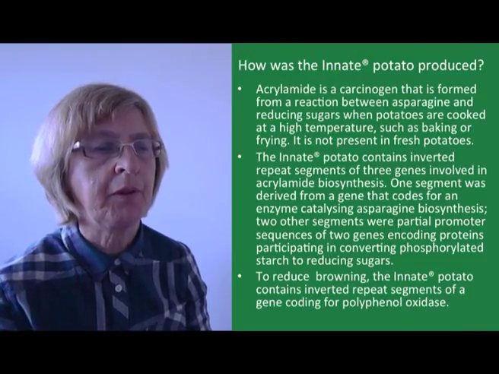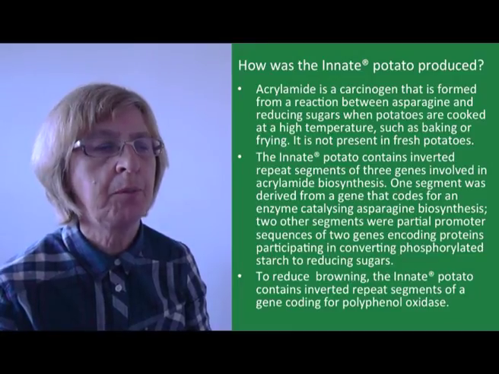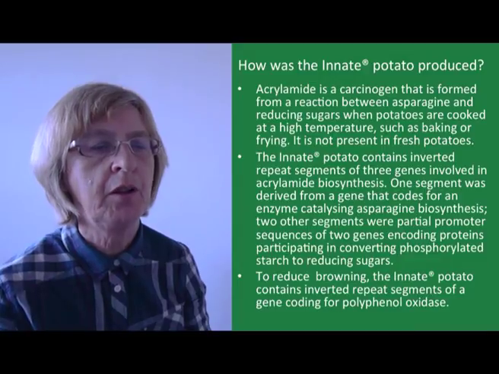To reduce the problem of acrylamide synthesis, the innate potato contains inverted repeat segments of 3 genes involved in acrylamide biosynthesis. One segment was derived from a gene that codes for an enzyme catalyzing asparagine biosynthesis. 2 other segments were partial promoter sequences of 2 genes encoding proteins involved in converting phosphorylated starch to reducing sugars. Then, to reduce the browning problem, the innate potato contains inverted repeat segments of a gene coding for polyphenol oxidase.